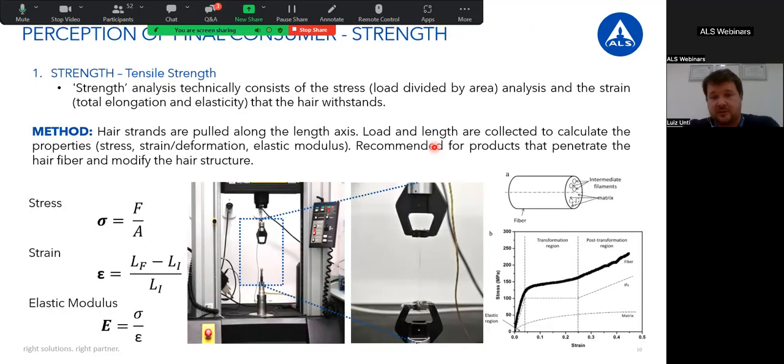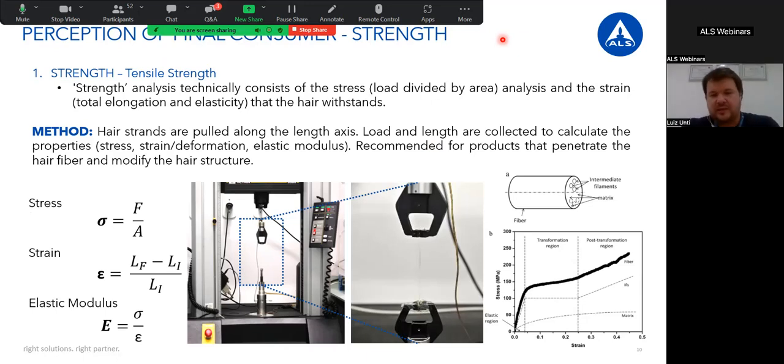And the first example I bring to you is the strength analysis. Sometimes we receive a lot of questions or claims related to hair strength or improvement of hair strength. And we do have a method to analyze the tensile strength of hair fiber.